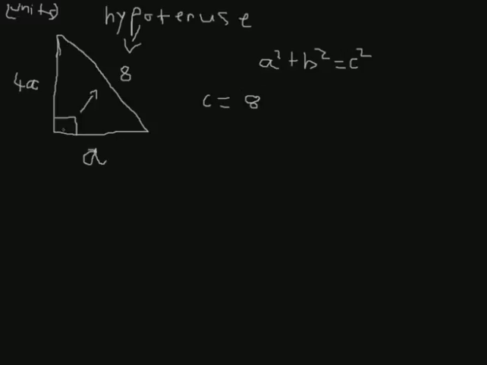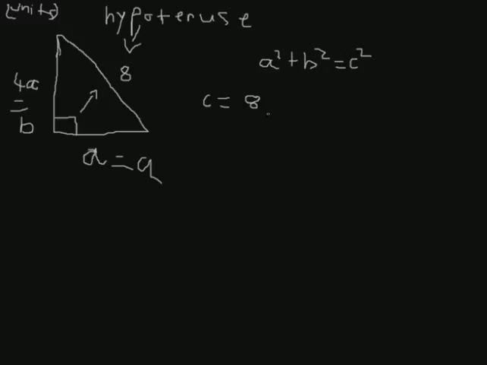Now, for A and B, we can put A as this one here, or we can put A as that one there. But since this one is just A, it would make more sense to put that one as A. So we can set this length equal to A. Therefore this length here would be equal to B.